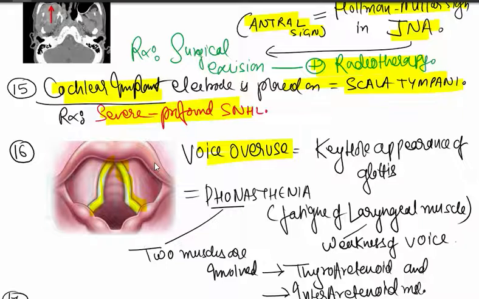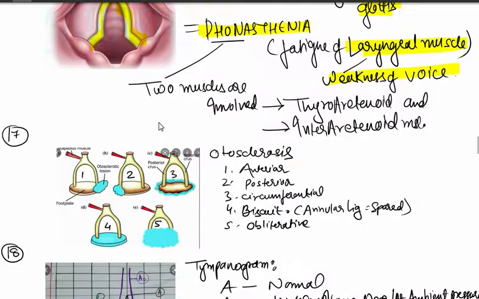Next one, this vocal cord condition: voice overuse, keyhole appearance of the glottis. This is known as phonasthenia. This is fatigue of laryngeal muscles or weakness of voice. Here two muscles are involved: one is thyroarytenoid and the second is interarytenoid.